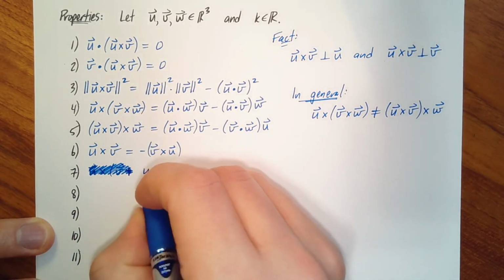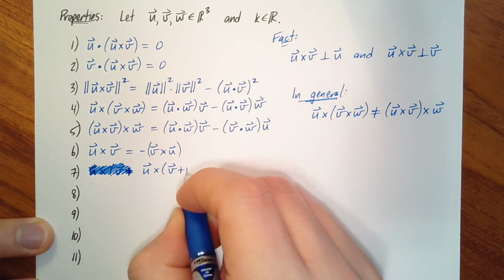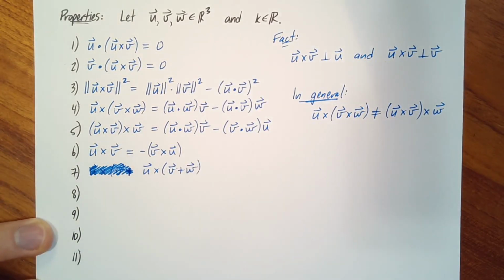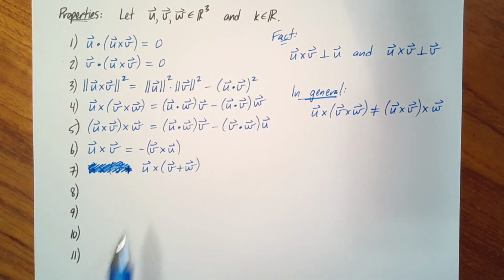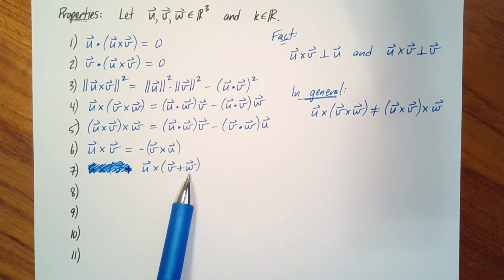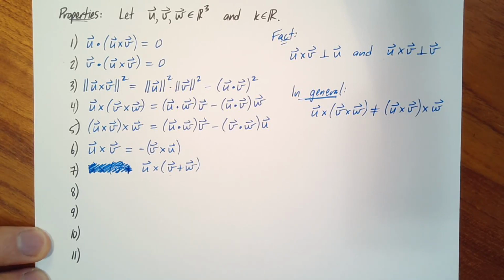So the cross product of u with the sum of v and w. Well, this means add the vectors v and w first, and then take the cross product of u with the result. Well, it turns out you can take the cross product of u with v, then take the cross product of u with w, and then add them afterwards. So you can distribute that u into the brackets.